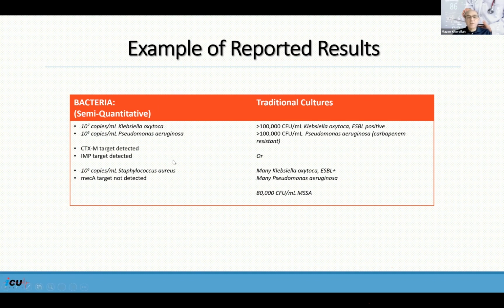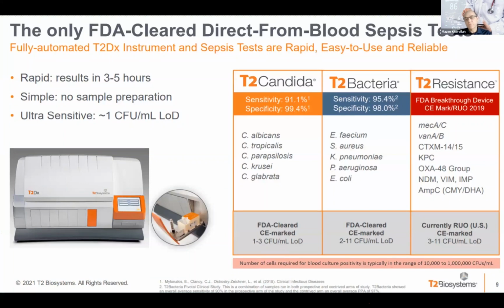The way you get the results on the sputum, as we mentioned, you get the copies per ml for the bacteria. So you can see 10 to the 7 copies per ml Klebsiella oxytoca. This is compared to traditional cultures of colony forming units per milliliter. And you can see whether the gene that is targeted is detected or not, compared to ESBL positive or negative in the traditional cultures.